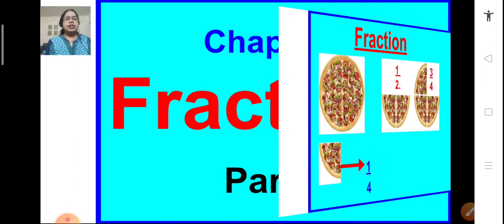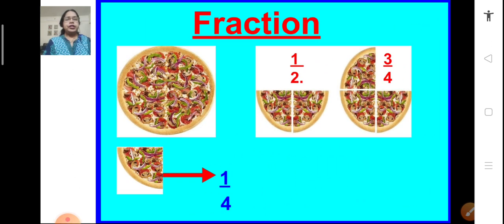In today's math session we are going to start a new chapter, that is fractions. Children, in your previous classes you have learnt about the fractions. Let's do a quick revision of what you have already learnt.